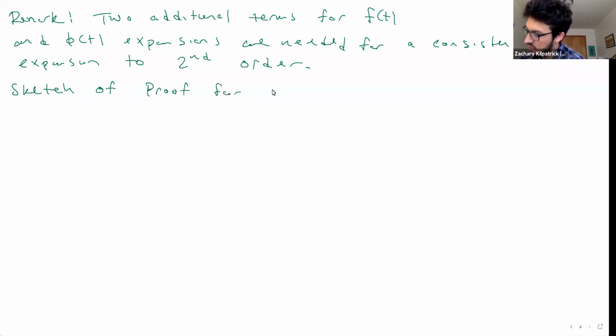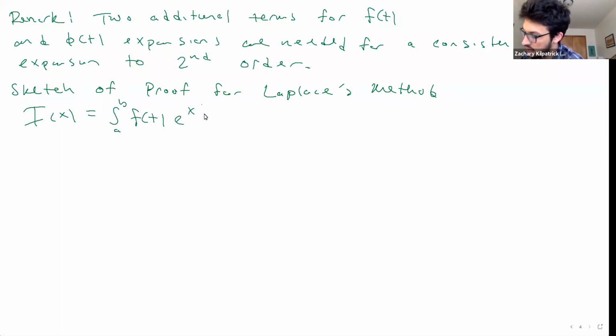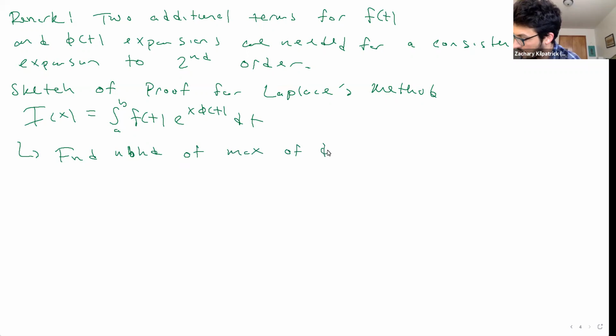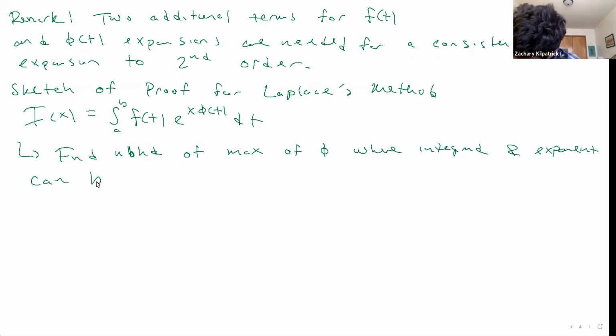Okay, so I won't prove Laplace's method in detail, but if we just want to get a sketch of a proof, I of x equals this integral from a to b, f of t, e to the x phi of t dt. The idea is that we're going to find the neighborhood of some max of phi where the integrand and exponent can be expanded in some Taylor series, okay?